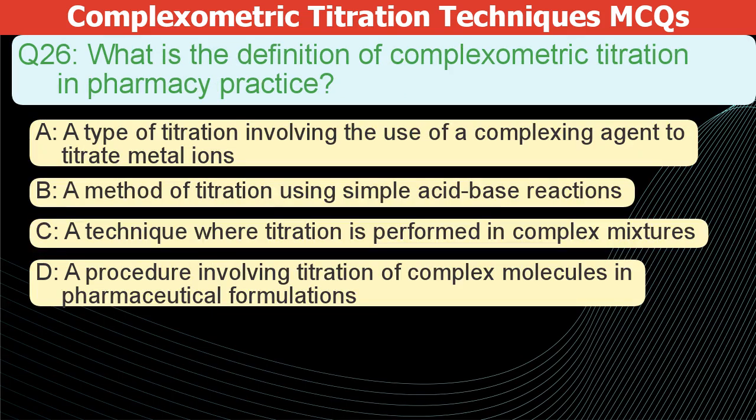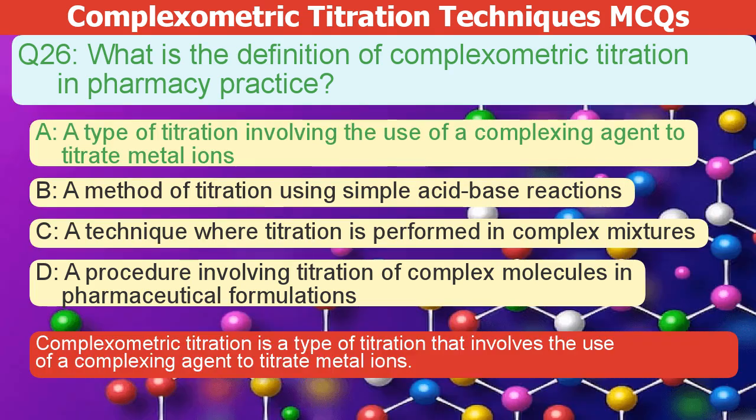What is the definition of complexometric titration in pharmacy practice? A. A type of titration involving the use of a complexing agent to titrate metal ions. B. A method of titration using simple acid-base reactions. C. A technique where titration is performed in complex mixtures. D. A procedure involving titration of complex molecules in pharmaceutical formulations.